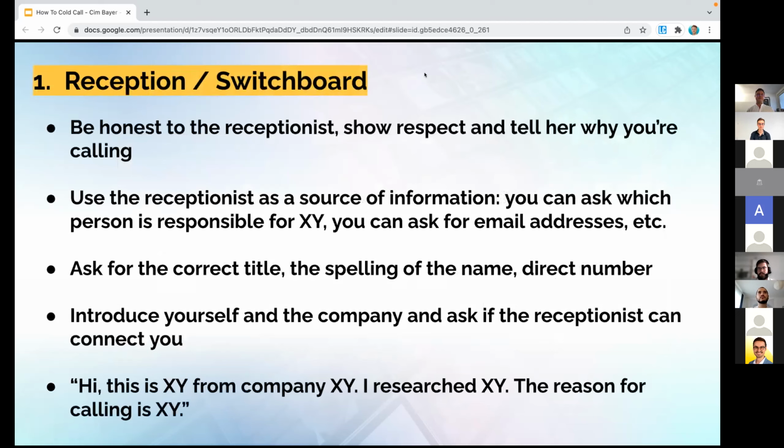So first of all, the reception or switchboard. From my experience, you should always be honest to the receptionist. So you shouldn't hide the reason why you're calling. You just be honest to them, tell them what the call with the prospect would be about. And their job actually at the reception is not to hinder you to actually talk to the prospect, but just to sort out these annoying call agencies who didn't do their research and they don't know what to talk about and what to resonate with the prospect. So be honest to them.